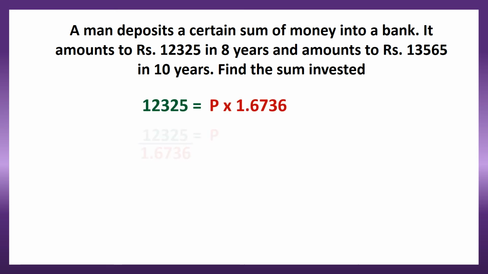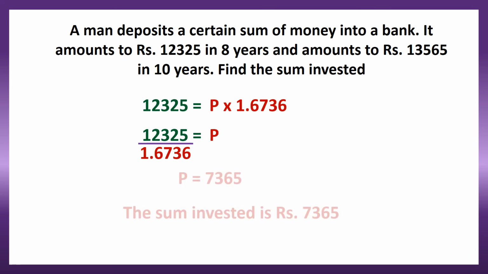So P is equal to 12,325 divided by 1.6736. Therefore, P is 7,365. The sum invested by the person is rupees 7,365.